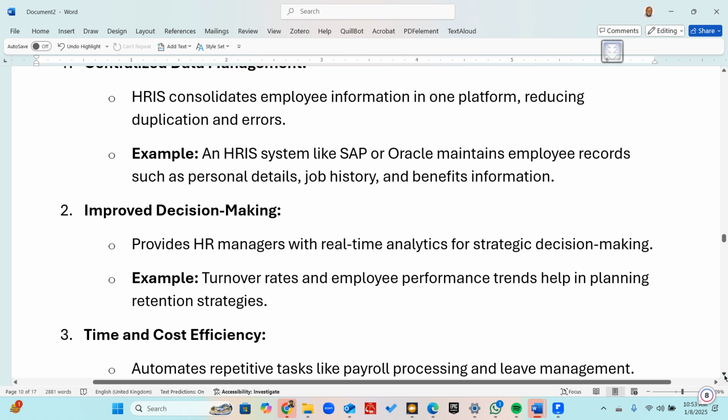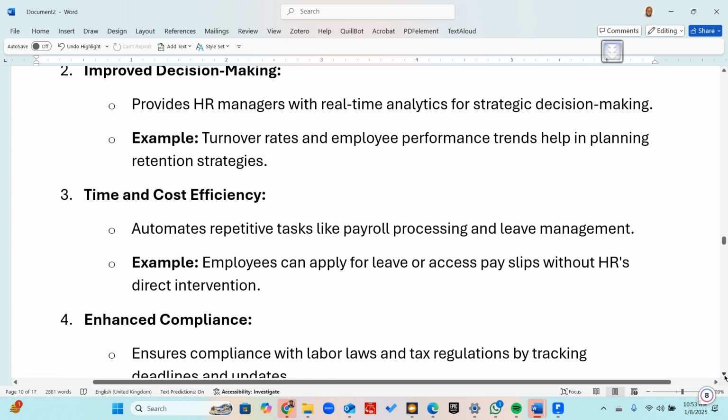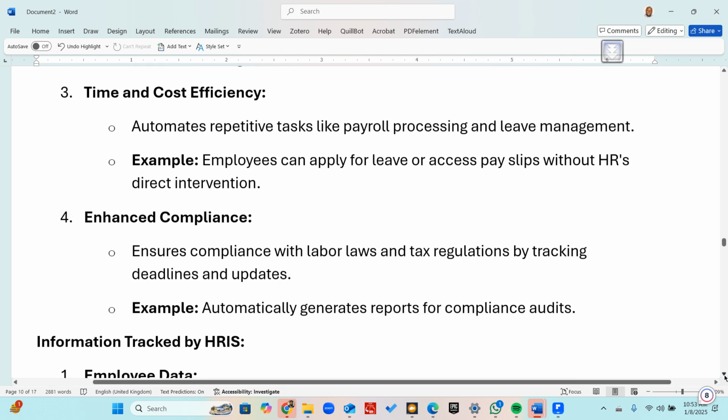Improved decision making. HRIS helps to improve decision making. It provides managers with real-time analytics for strategic decision making. Turnover rates and employee performance trends help in planning retention strategies. Time and cost efficiency: it automates repetitive tasks like payroll processing and leave management. Employees can apply for leave and access pay slips without HR's direct intervention.